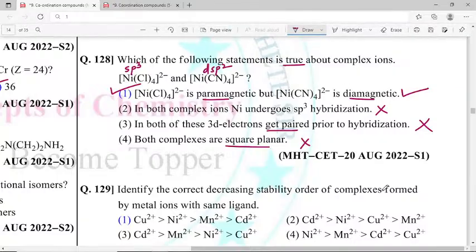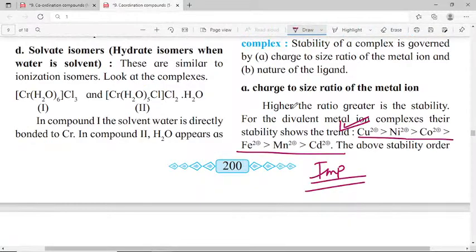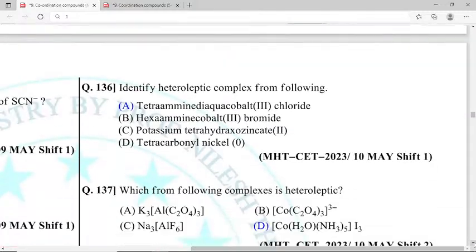Next question, identify the correct decreasing stability order of complexes. Again the same type of question is asked. This is the charge to size ratio. Charge to size ratio of the metal ion: the higher the ratio, the greater the stability. Same type of question. Which of the following isomers belong to stereoisomers? Enantiomers, also called optical isomers. So optical isomers are the enantiomers and the remaining are structural or constitutional isomers.